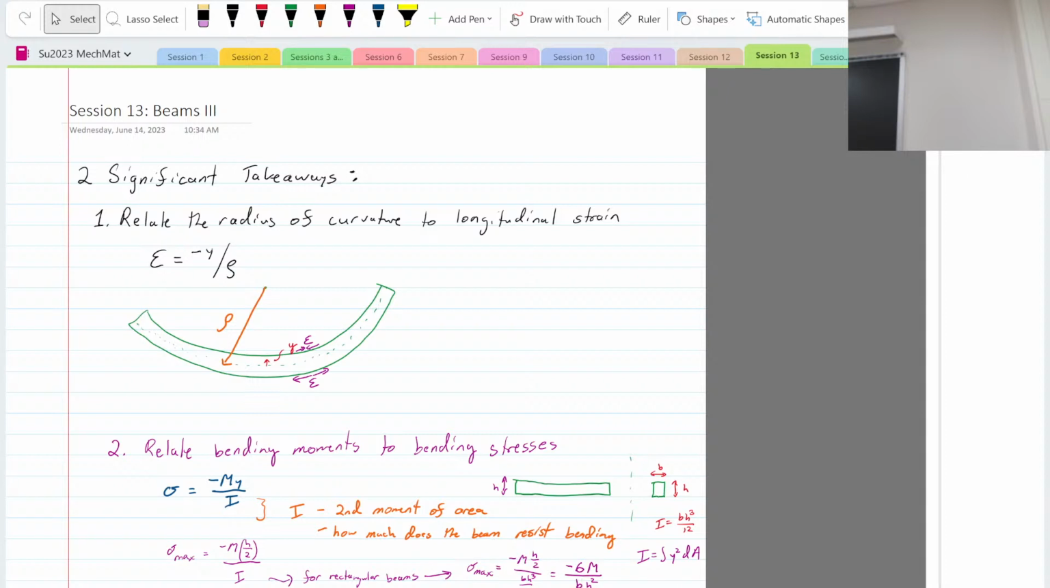Will the strain be negative? It's negative above the neutral axis and positive below. Okay, so we've been talking about that. If it's curved like this, like you see on the top, then yes, it will have negative strain. It will be in compression, okay? Like you see here, if y is positive, right?